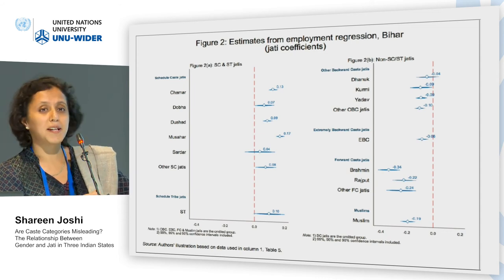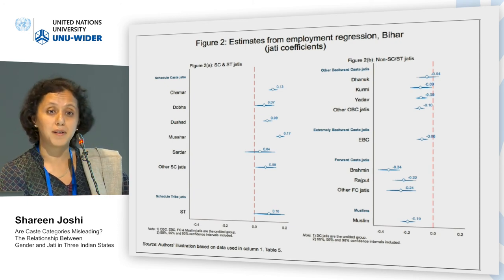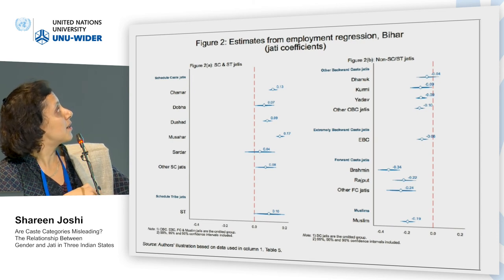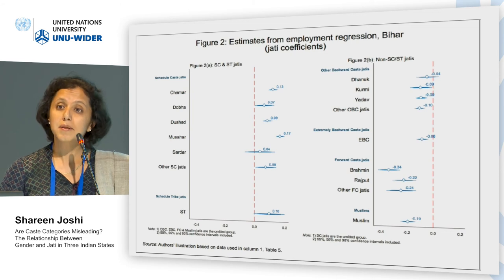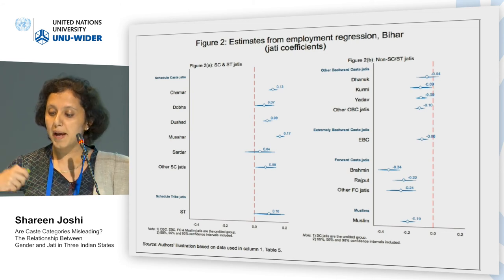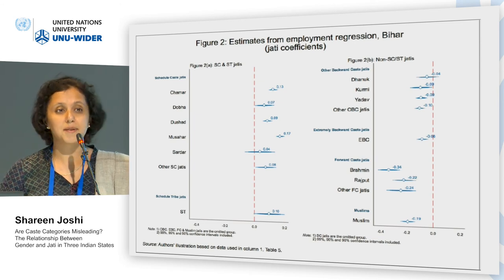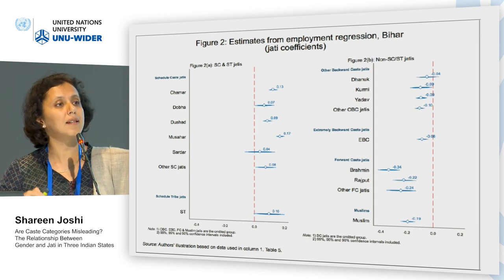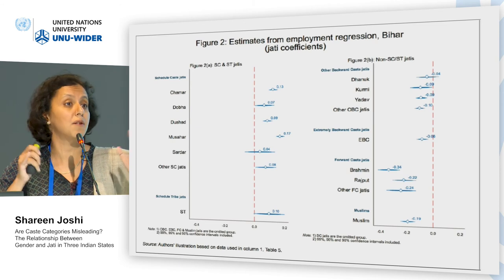What you see over here is on the left-hand side, now this is all Bihar. Right? All of this is Bihar. What you see is these are the different jatis that are classified as SC. So in the state of Bihar, you have the Chamar jati, the Dhobi jati, the Dusadhs, the Musahars. These are distinct jatis. They are not just confined to the state of Bihar.